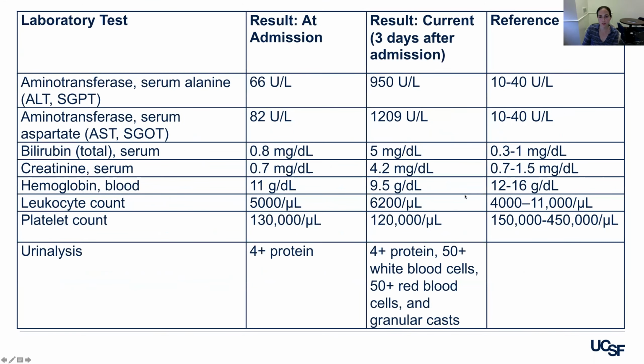And her labs, when you reviewed them, were quite concerning. So in this second column here, we have her labs earlier on, and then at this time 3 days after admission. So she has a marked elevation in her transaminases as well as her bilirubin. Her creatinine has increased from 0.7 to 4.2. She has worsening anemia. White blood cell count is relatively stable. Mild thrombocytopenia, and a urinalysis with hematuria, pyuria, and proteinuria.